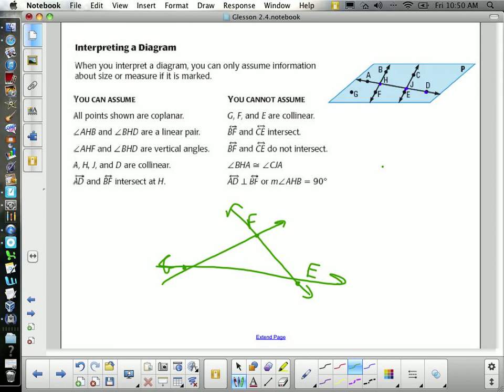We also can assume the opposite, however. We can't assume that they are parallel. We don't know if they intersect or they don't intersect, because we don't have the entire picture, do we? We only have a small portion of those lines.